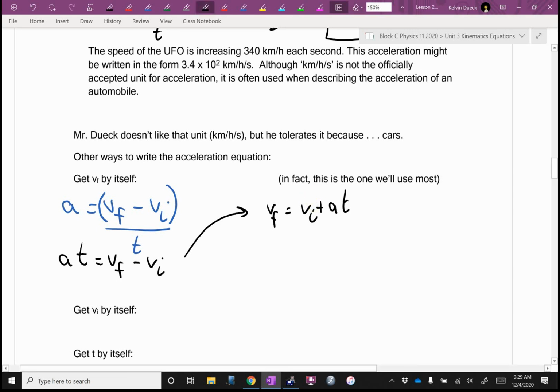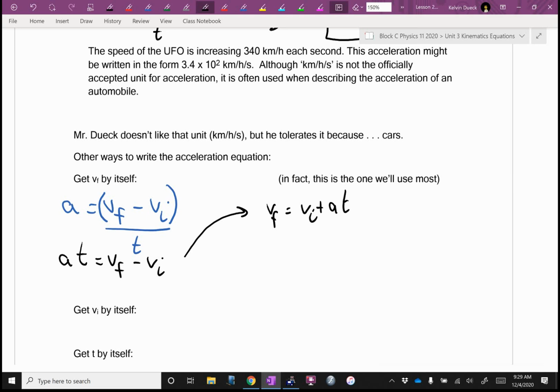Yes? This is the one that we'll use the most as our starting point. VF equals VI plus AT. Do you need to memorize it? Is it on your formula sheet? So you need to memorize it? No, you might because you get sick of looking it up. That's the only reason you should memorize something, because you get sick of looking it up. But you don't need to. VF equals VI plus AT.